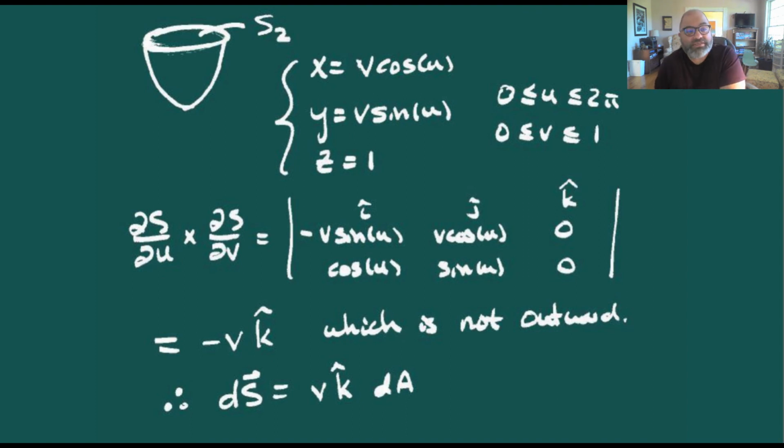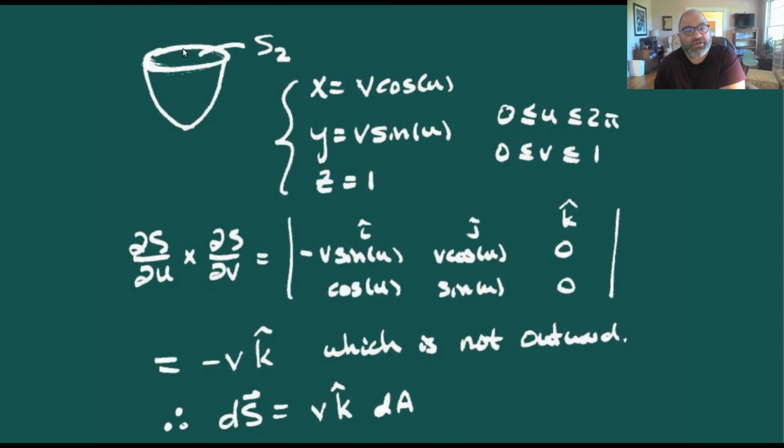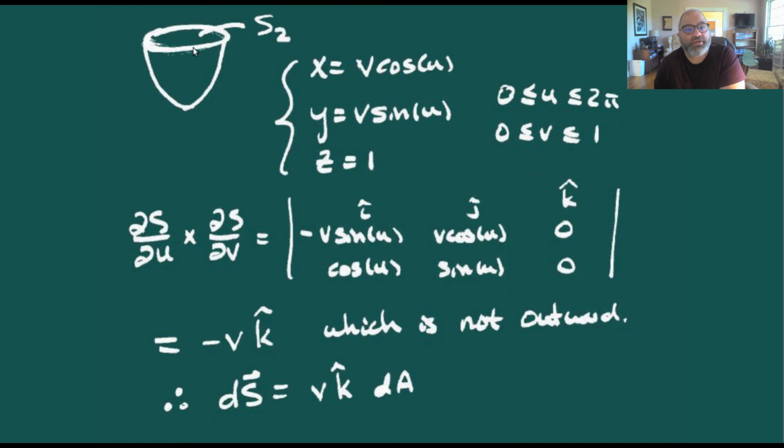Now we turn to the second surface. So we've got our second surface, the top of that thing, where again, using the same coordinate system, we can parameterize it with x being v cosine u, y being v sine u, and now z is just going to be 1 because it's just the top of that plane. And so we've got u going from 0 to 2 pi all the way around the z-axis, and our radius going from 0 out to 1.